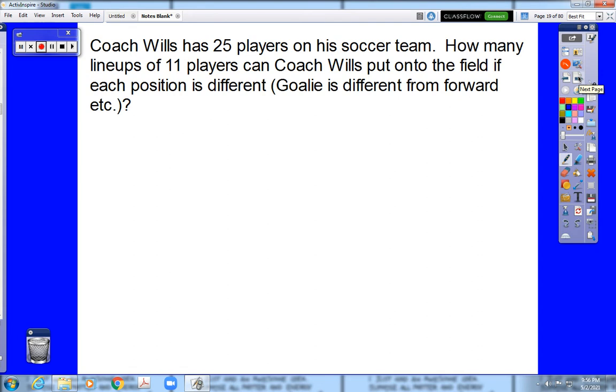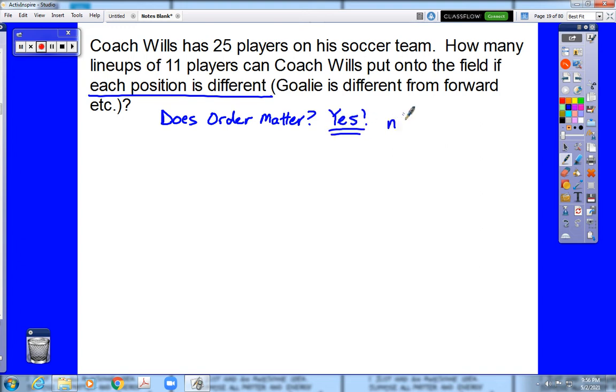Coach Wills, that'd be me, has 25 players on his soccer team. How many lineups of 11 players can Coach Wills put onto the field if each position is different? So we ask ourselves, does order matter? Because that's the key. Now notice that I said each position is different. And I haven't even gone on and said goalie's different from forward. So that means that, yes, order absolutely matters, which means we are doing a permutation count.